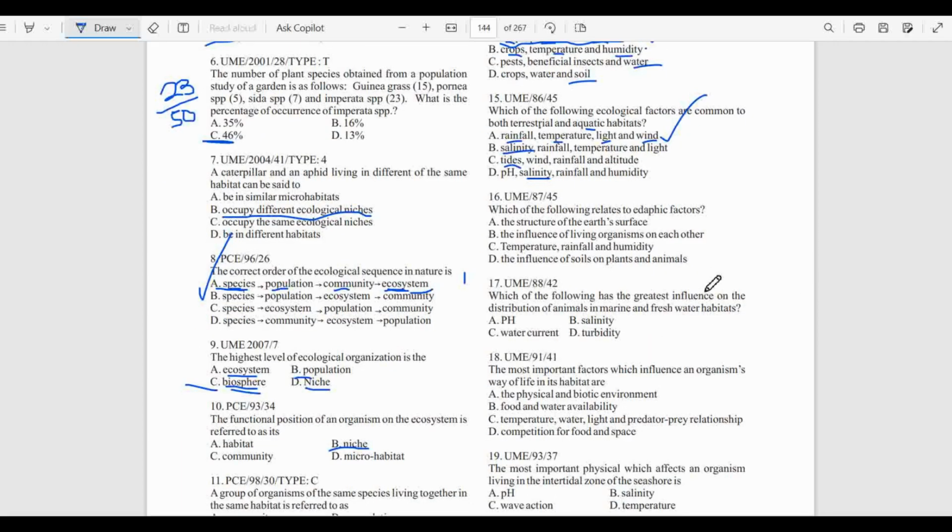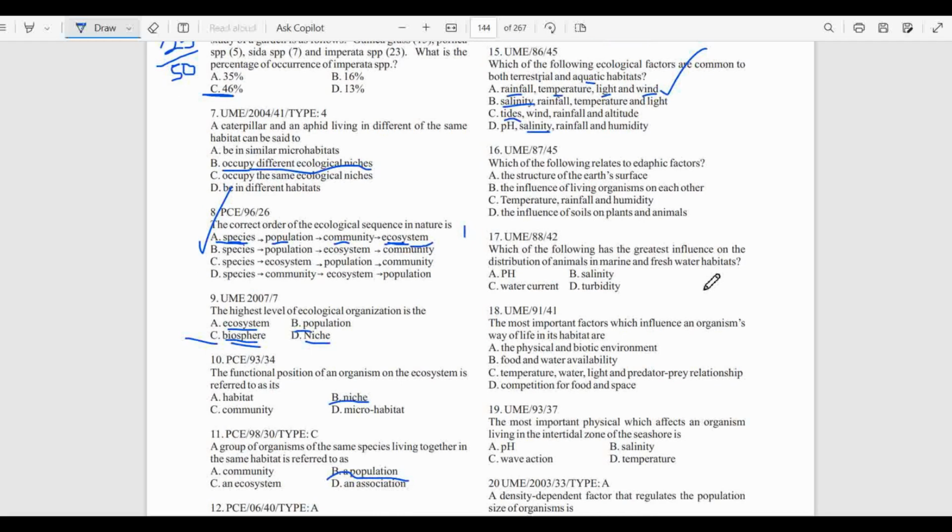Question number 16. Which of the following relates to edaphic factors? Remember, edaphic factors refers to soil factors. So without wasting time, what here represents soil? A, the structure of the earth surface. B, the influence of living organisms on each other. C, temperature, rainfall, and humidity. D, the influence of soil on plant and animal. And that is the right answer.